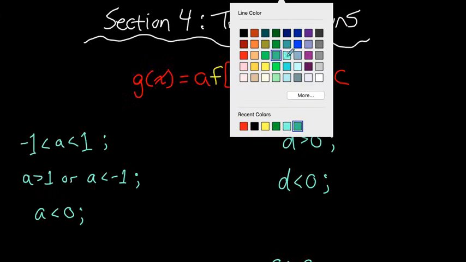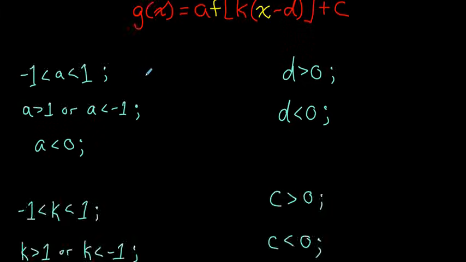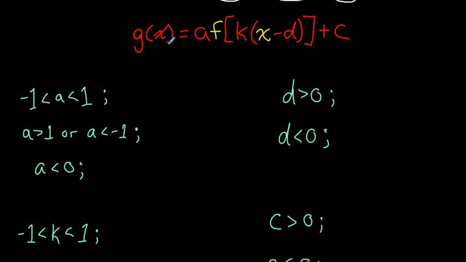The next section you would have done is transformations of functions. So function g at x is a transformed version of the function f at x, but these parameters a, k, d, and c are going to transform the graph of the function f at x. So just a quick review of what these parameters do.